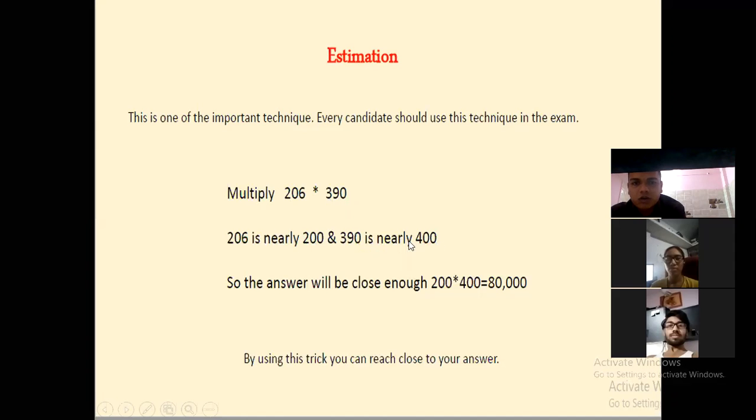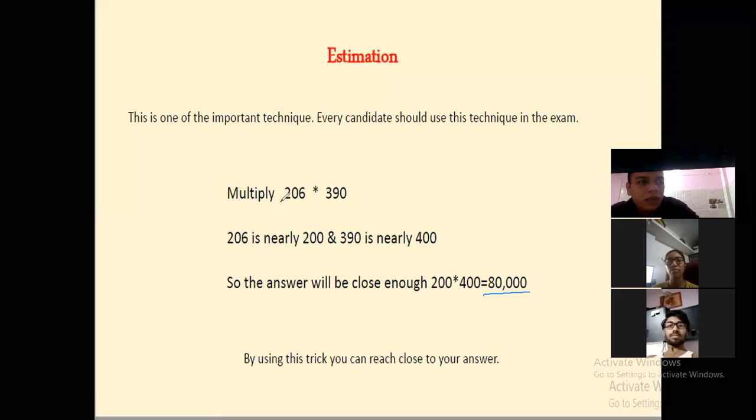So what you are going to do, you are going to multiply 200 into 400. So 200 into 400, 4 into 2 is 8. And here 2 zeros, here 2 zeros, we are getting 4 zeros. So we are getting 80,000. So this is another method of finding the multiplication.